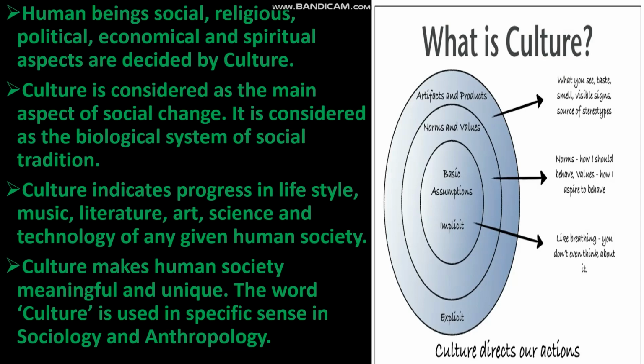So in the circle of human actions, the first layer is about artifacts and products. That is what you see, taste, smell: visible signs, the source of stereotypes. The next one is rules and regulations, the norms we follow and the values we adopt. How I should behave, how a person has to behave, how he behaves by seeing other people and society, and how I aspire to behave. The values are how I aspire to behave. And in the inner layer are basic assumptions, which are implied, like breathing. You don't even think about it, right? So it is implicit. Understood?